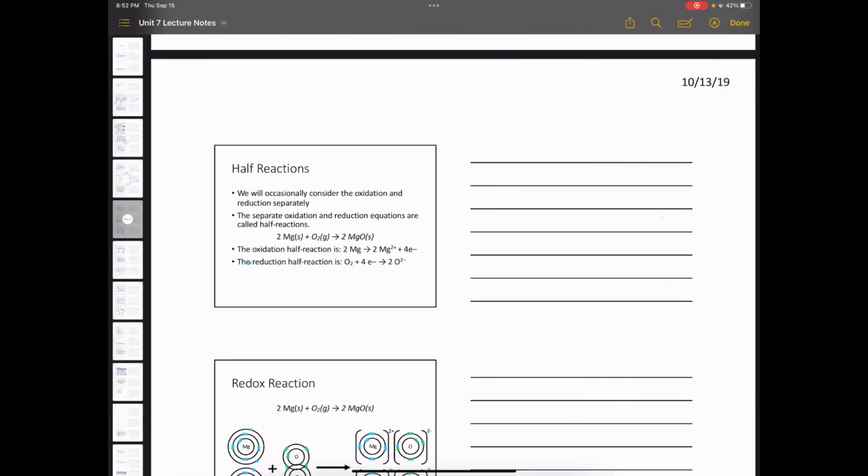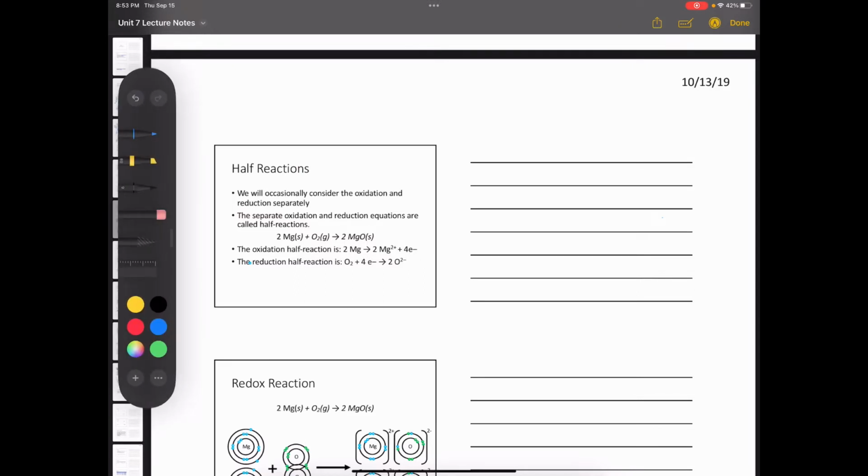Sometimes we look at the half reaction equations for the redox reaction equation. So this equation that we're looking at right here, magnesium and oxygen reacting together to form magnesium oxide, is the redox equation. Okay, so this is the complete redox equation. If we break this down into two halves, the first half would be the oxidation half reaction, and the second will be the reduction half reaction. With these two half reactions, we can see where the electrons are coming from and where the electrons are going to. That's number one.